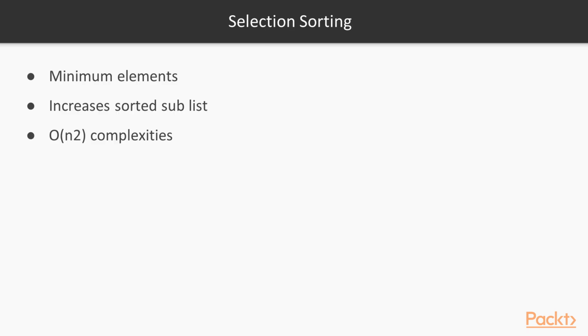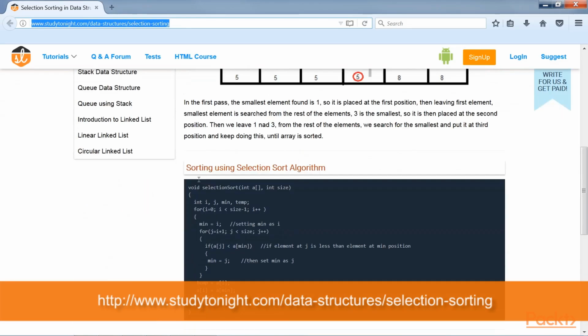Another example of a quadratic runtime algorithm is selection sort. It keeps finding the minimum element and increases the sorted sublist. The algorithm keeps scanning the list for the next minimum element and hence always has O(n^2) complexity. This is because it does O(n^2) comparisons. For more information, visit this link.